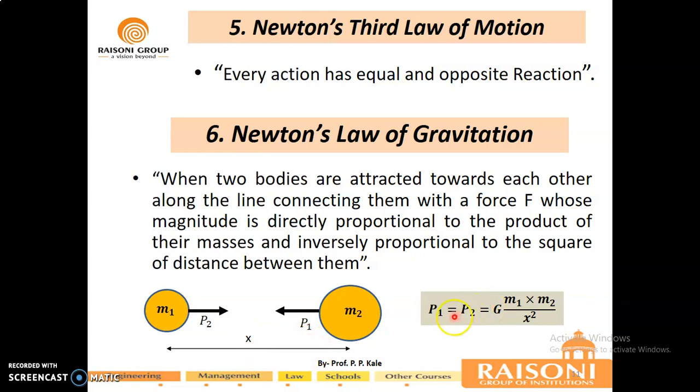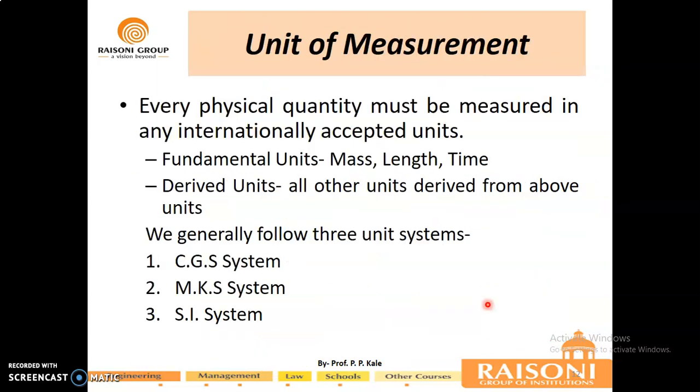then this P1 equal to P2 equal to F, that is the force of attraction, is given by G into m1 into m2, that is the product of masses, upon x square, that is the square of the distance between these two bodies, where G is the gravitational constant.